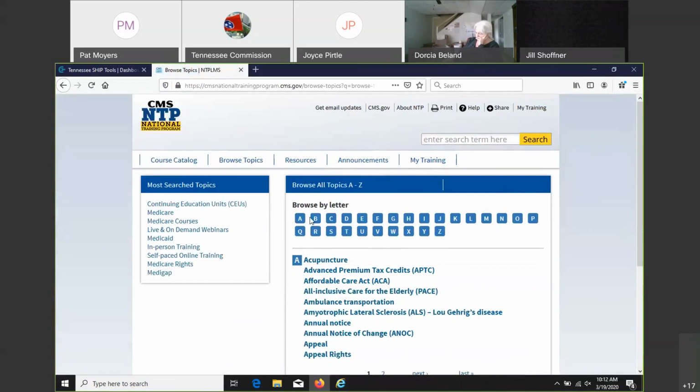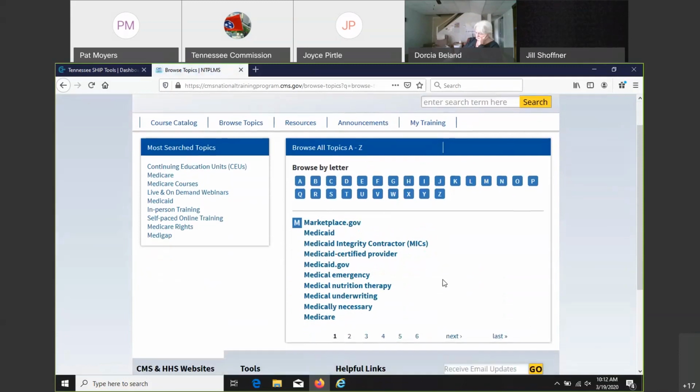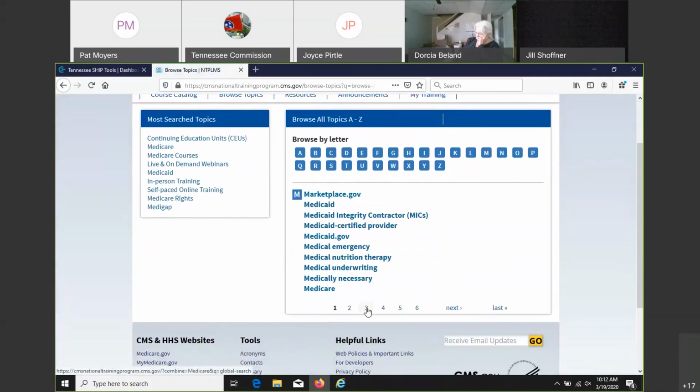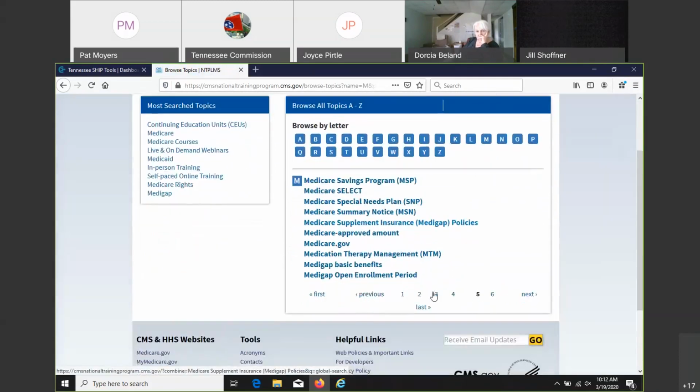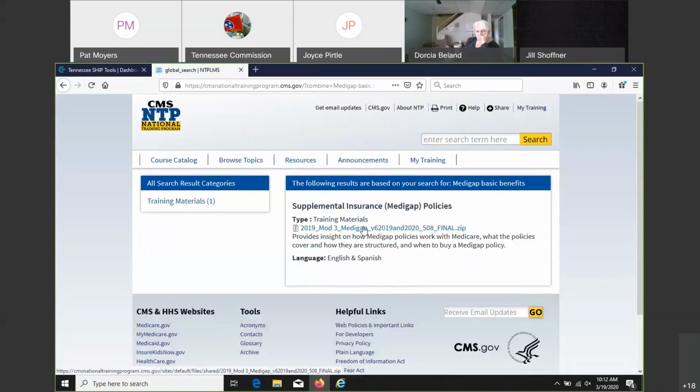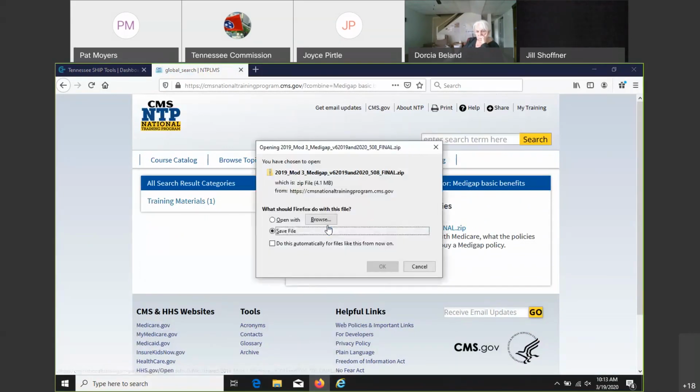Since we are talking about Medigaps, I'll go ahead and make this regarding Medigap. So if I go to Browse by Letters, I can click the M here and look down, and it just goes in alphabetical order what everything should be. When I've looked at this before, I believe Medigap is a few pages in here. So I'm just going to skip. There we go. Medigap Basics. So if I go to page 5, that's where Medigap first pops up. So if I click these Medigap Basic Benefits, then it gives me this module that I can open and download.